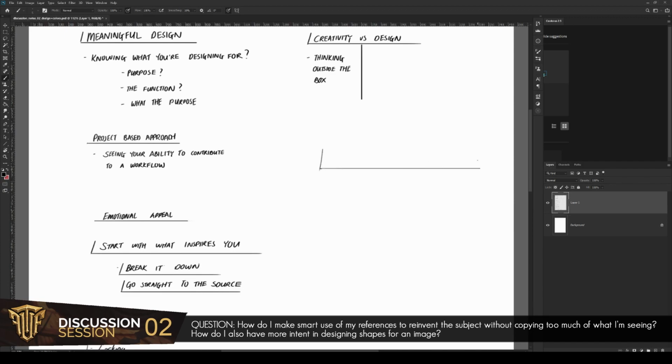How would you guys approach it, to quote what CCS wrote, how to make smart use of the references to reinvent your subject matter without copying too much of what you're seeing, and how to have more intent in designing shapes for an image? How would you concretely approach this, if you had to share your process with someone so that they can follow along? Do you want to answer first, Axel, or shall I go? I don't mind. Okay, I'll start.